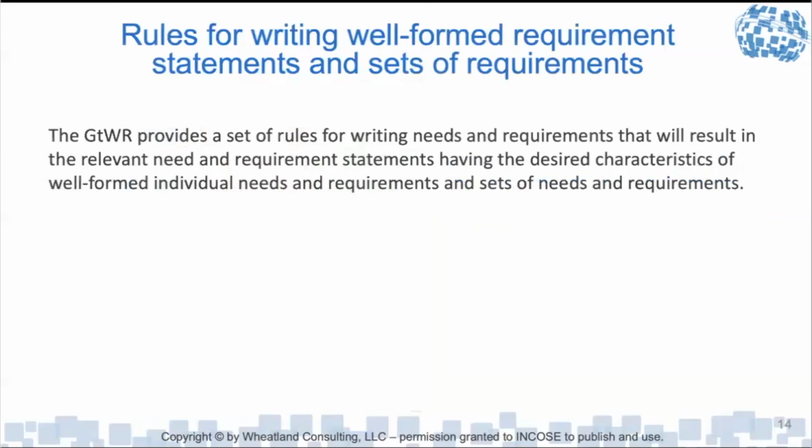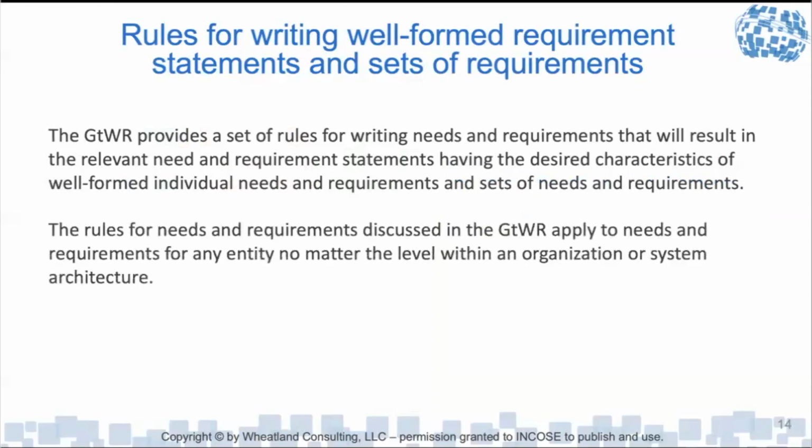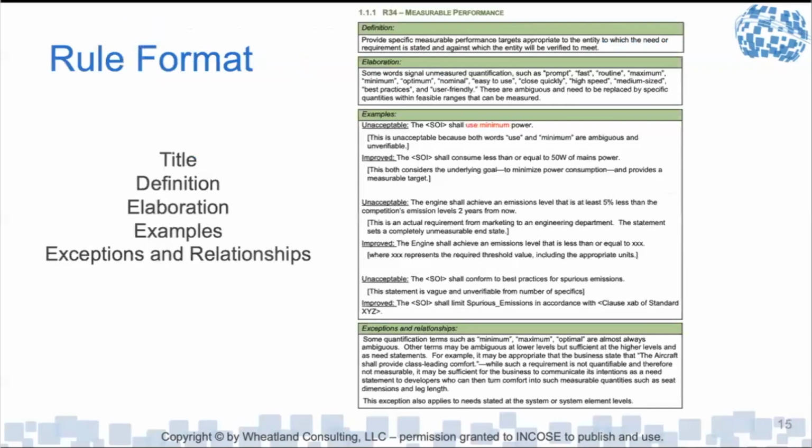So the rules for writing well-formed requirement statements, sets of requirements. We have this set of rules for needs and requirements that result in relevant need and requirement statements. I said statements to differentiate from the expressions, having desired characteristics of well-formed individual needs and sets of needs and requirements. The rules for needs and requirements discussed in the guide apply to needs and requirements for any entity, no matter what level within the organization or system architecture.